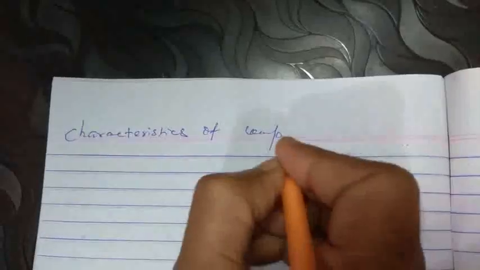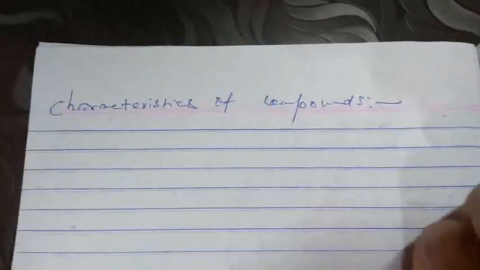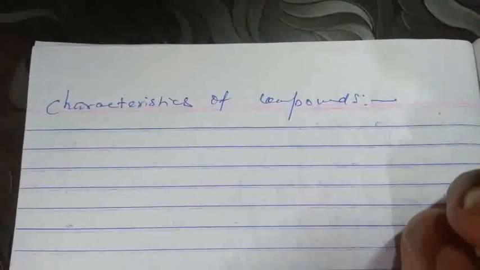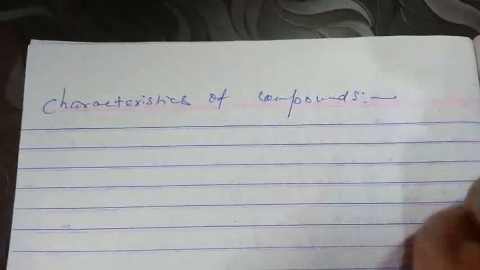Next is characteristics of compound. That means properties of compound. A compound is a pure substance. A compound has the same composition and the same property. That means it is called homogeneous. A compound has distinct properties as the original components lose their individual properties. Elements in a compound cannot be separated by physical methods. For example, iron cannot be separated from iron sulfide with a magnet. Energy is released or absorbed during the formation of a compound. So these are the characteristics of compound.